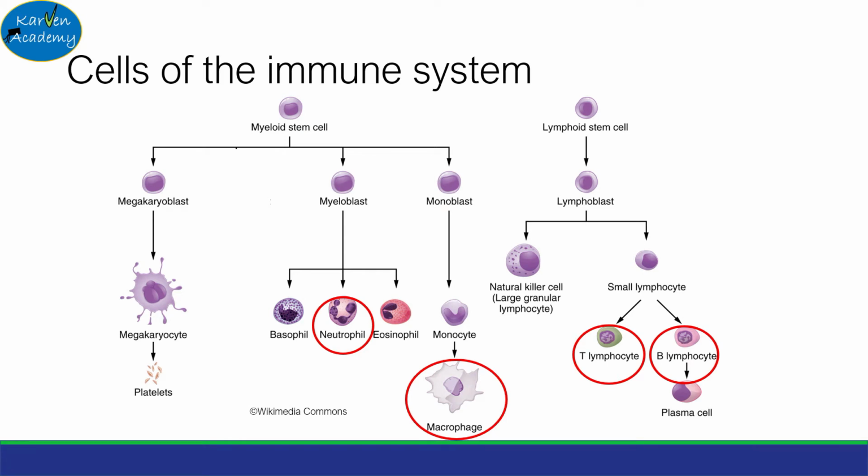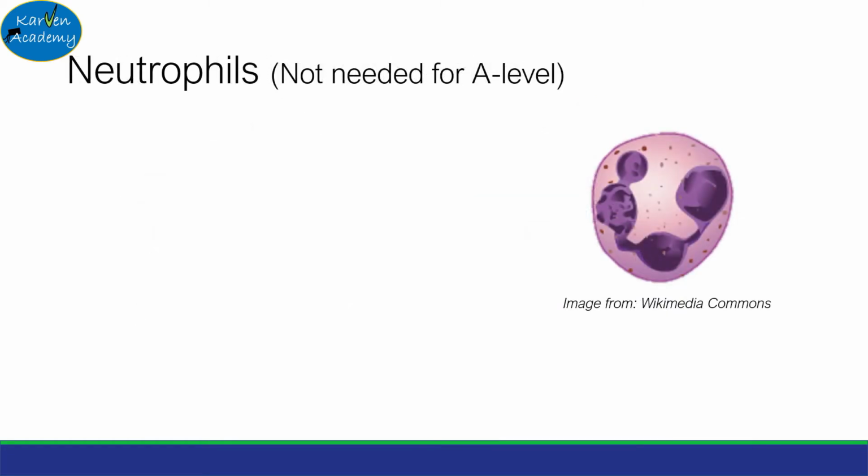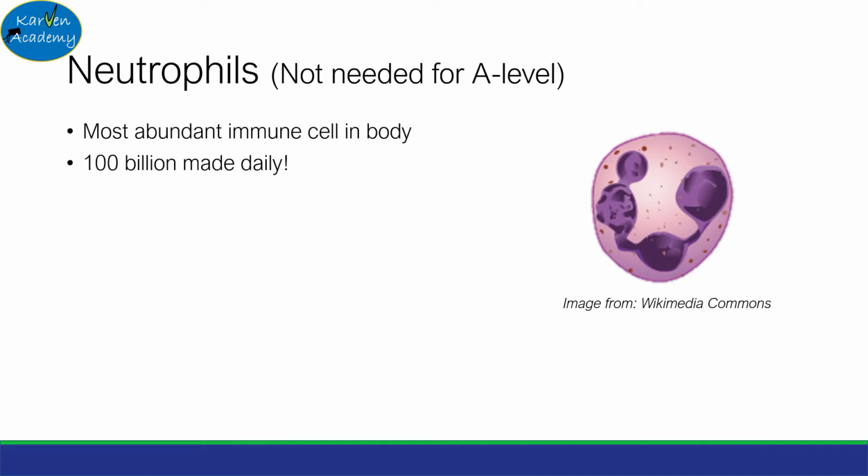Now here's a simple diagram of some of the cells that make up the immune system. There are many more, but we'll only focus on the four ones that are circled in red. Let's start with the neutrophils. Although you do not need to know this for A-level, it's important to know because it's the most abundant immune cell in the body. And approximately 100 billion are made daily, truly a staggering amount.